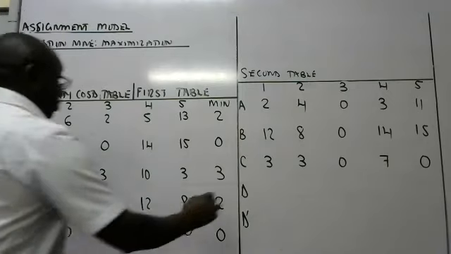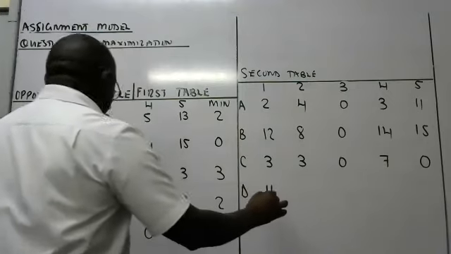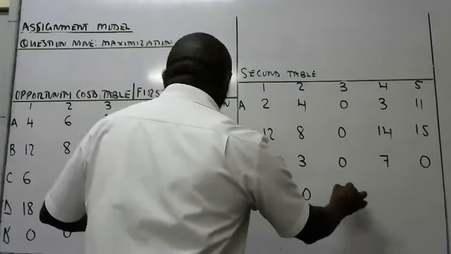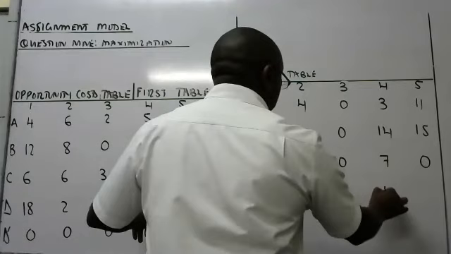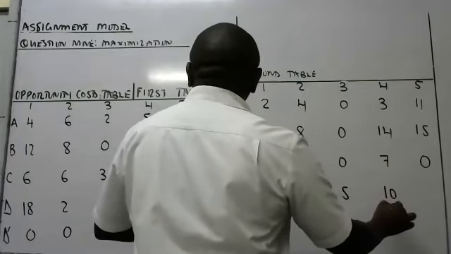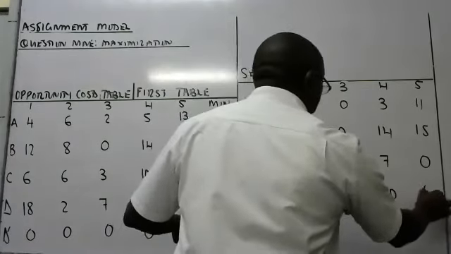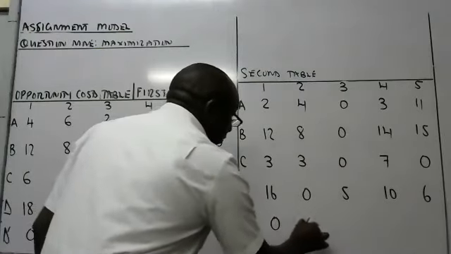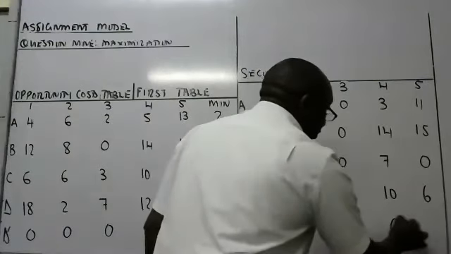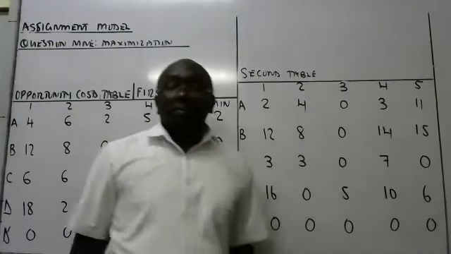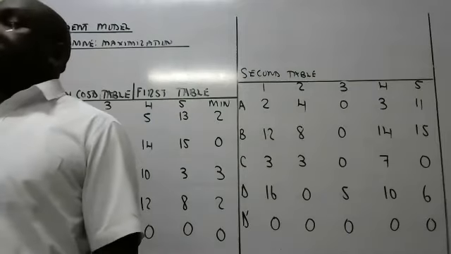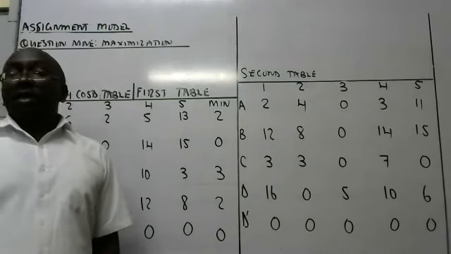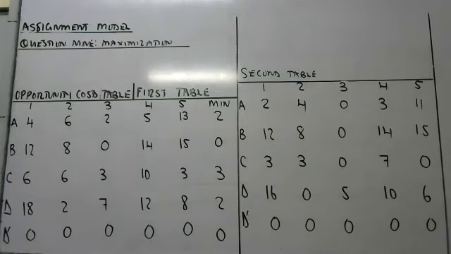Now let's come to D. 18 minus 2, 2 minus 2, 7 minus 2, 12 minus 2, 8 minus 2, 6. And the dummy zeros remain.